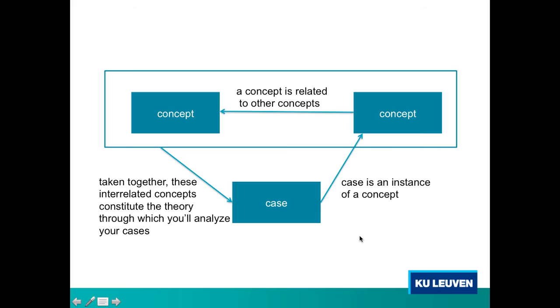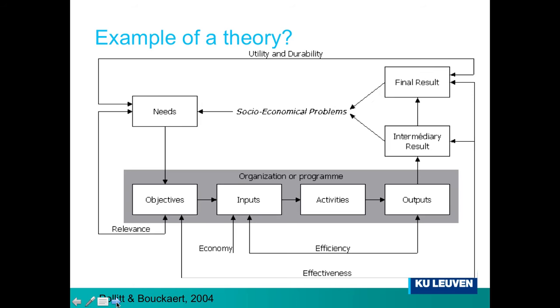To make these points even more clear, this is a very classical theory taken from the book of Pollitt and Bouckaert on public management reforms. It complies with the definitional attributes just mentioned. It's a set of concepts, objectives, inputs, activities, outputs, all related in a certain way through arrows, right? And there are some assumptions behind that. Basically, that an organization or program is a production process.